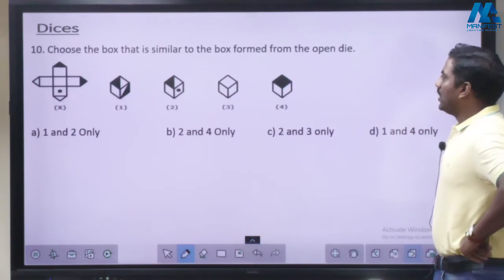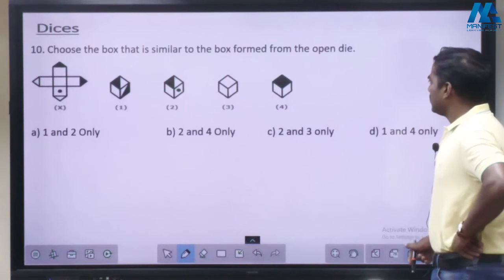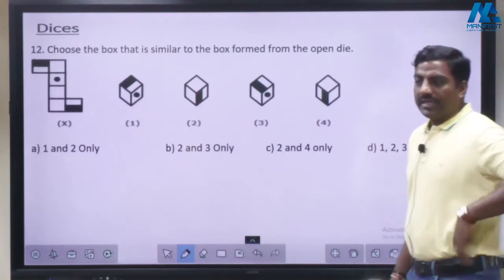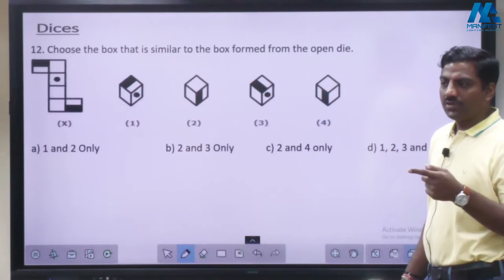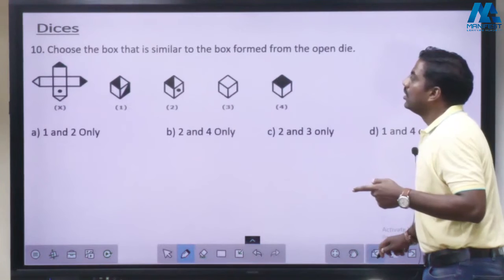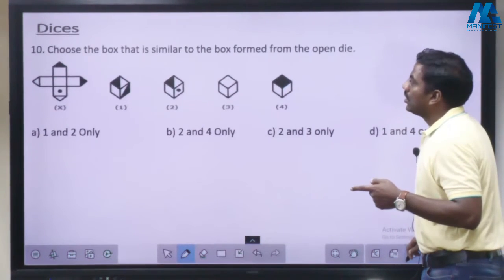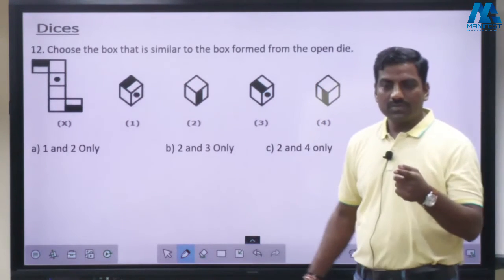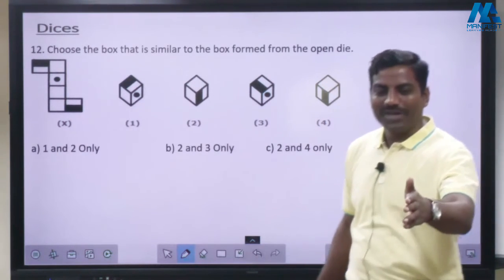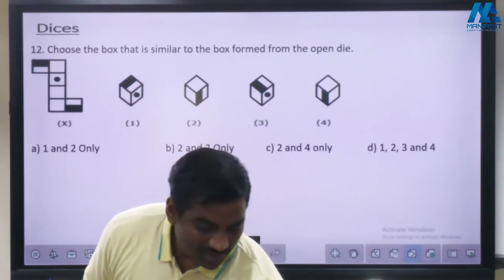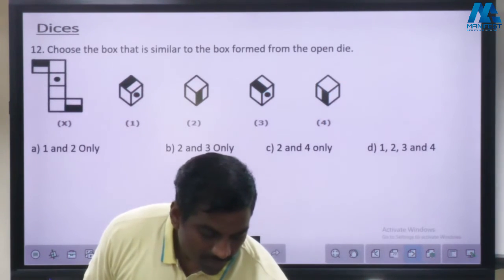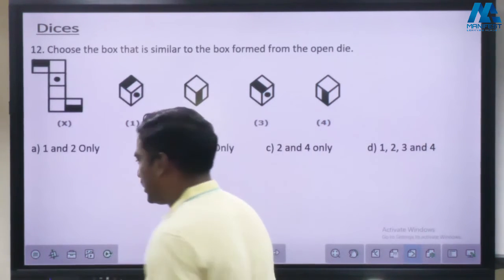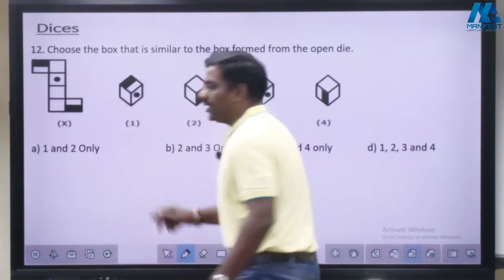Choose the box that is similar to the box formed from the open die. This is the same problem, no? Is it printed twice? No, right? Ten, 10, 12. 11 is missing. So, okay, take it as homework. If you don't get it, I'll see which one. Eleventh. Okay, you try to solve it. Otherwise, I'll take it up after these are done.